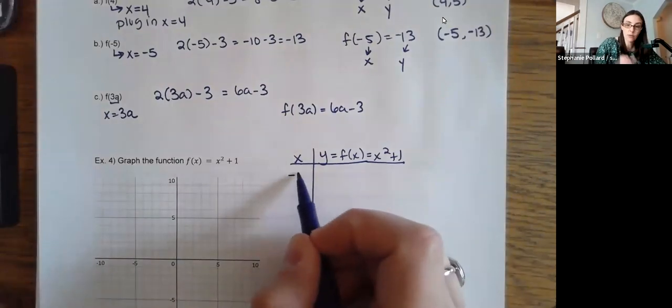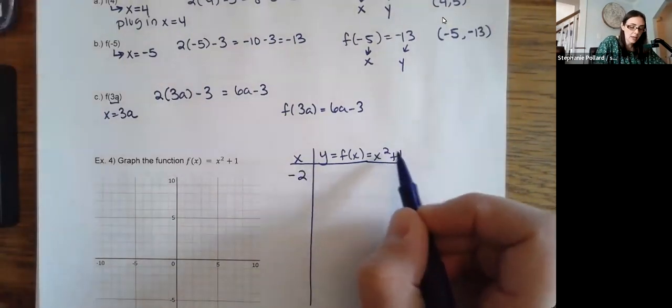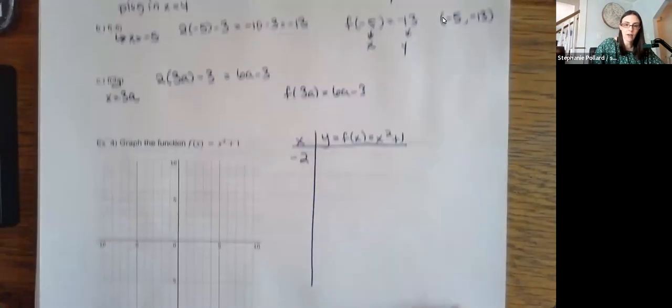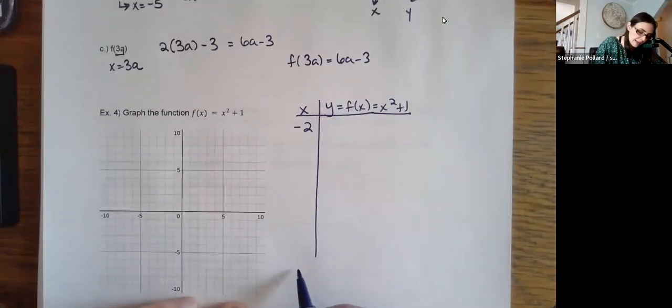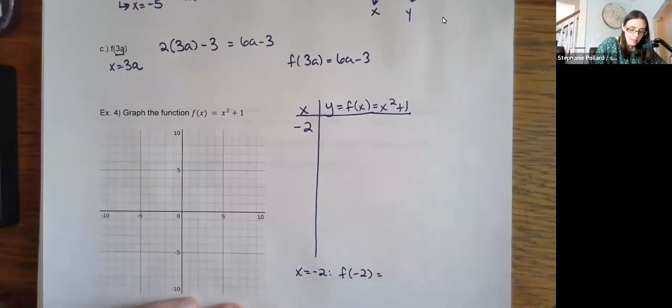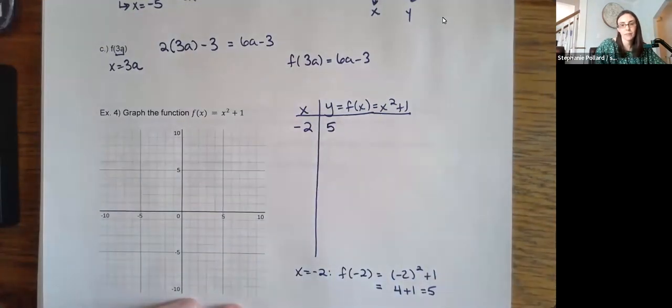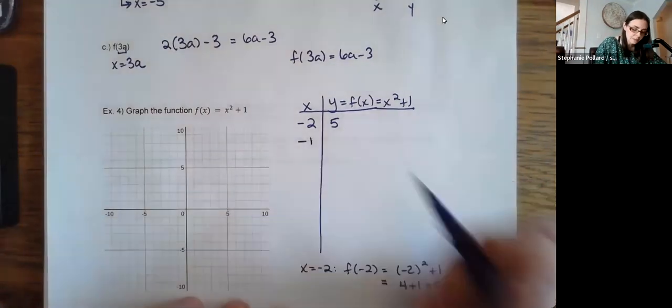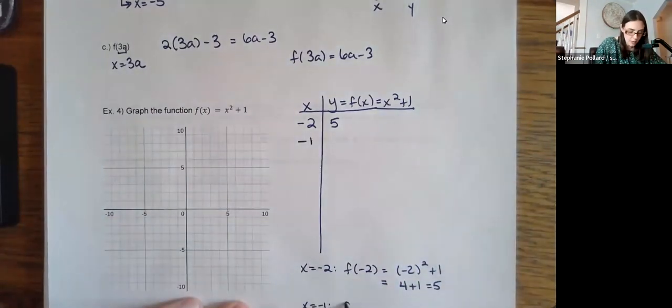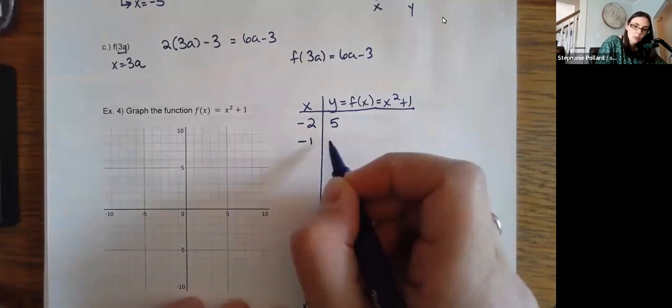But I can still do the same process. I could pick -2 for x and plug it in. So if I do some work at the bottom, x equals -2, what I'm actually looking for is f of -2, but there's nothing different in the process. I just plug -2 into the expression. -2 squared is +4, and I get my output of 5. I can pick -1. So f of -1 would be -1 squared plus 1. -1 squared is 1, and 1 plus 1 is 2.